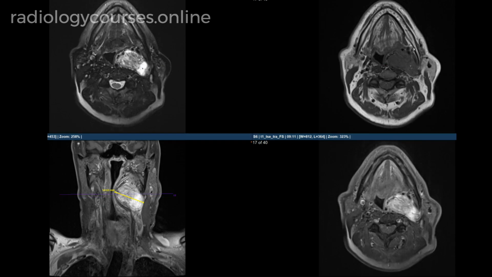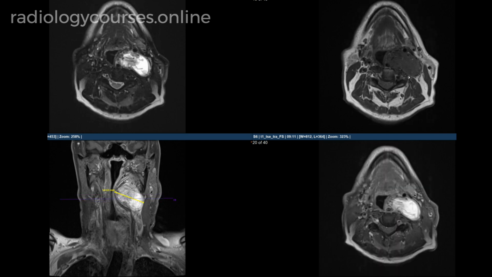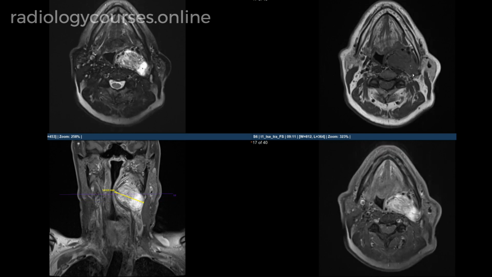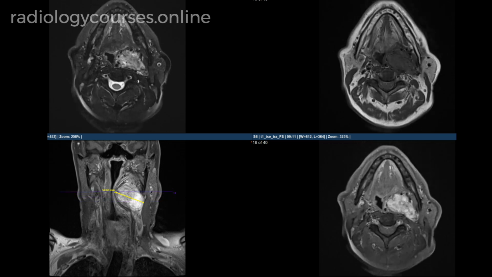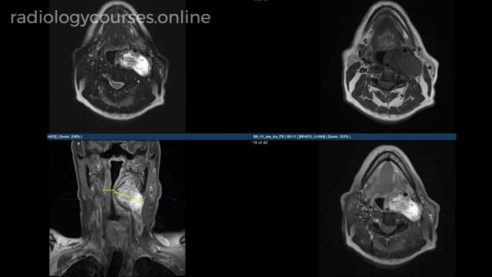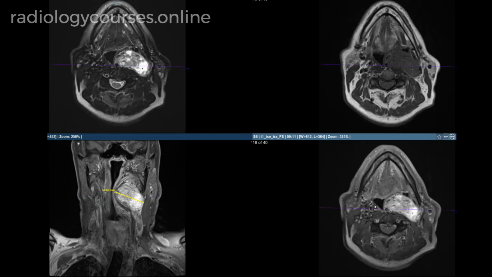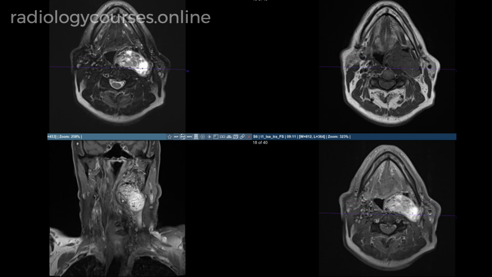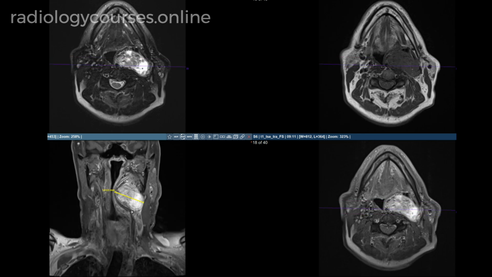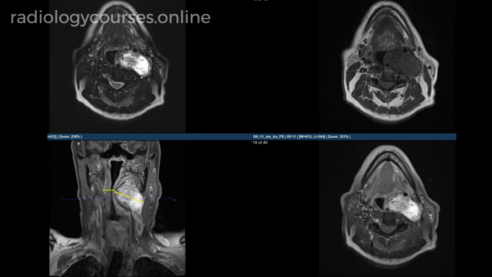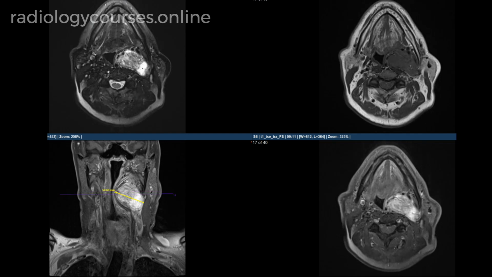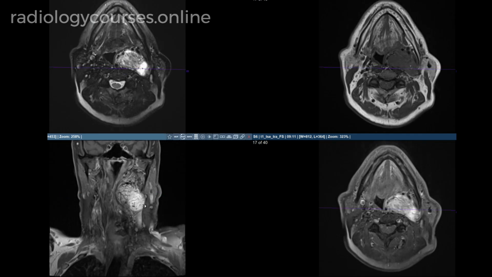The lesion shows heterogeneous iso-intense signal intensity on T1, heterogeneous mixed signal intensity on fat-sat T2 sequence, and following gadolinium there is intense heterogeneous enhancement. So the tumor is situated in the carotid space. There is splaying of the external and internal carotid arteries, and the tumor has got mixed appearance with intense enhancement.